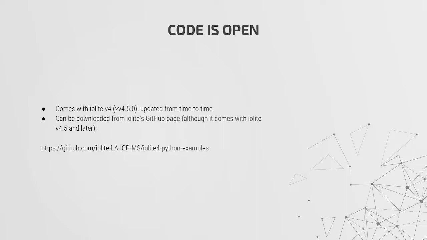It does come with iolite for all versions after version 4.5. That was the reason it ticked over to version 4.5, because 3D Trace Elements was included at that point. We will be making changes to it and updating it from time to time as we make improvements to it. You don't need to do anything to include those changes, but you can also download it if you're interested in, say, forking it and making your own changes. You can download it from the GitHub page, which is available here.